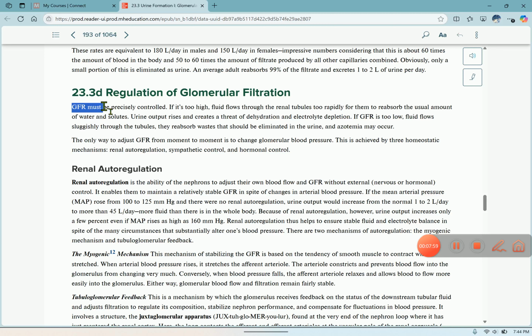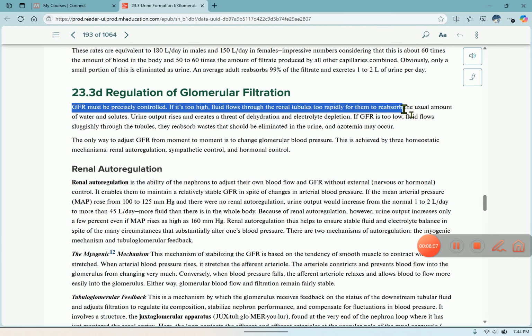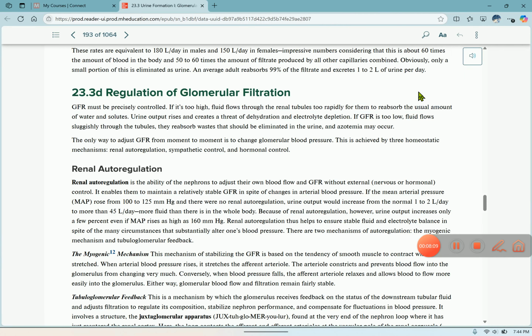All right, the GFR must be precisely controlled. If it's too high, fluid flows through the renal tubules too quickly for them to be reabsorbed. Okay, so this is why blood pressure regulation is very important. And urine output rises, and then you risk dehydration and electrolyte depletion because you're losing too much fluid, and in this case, losing too much electrolytes.